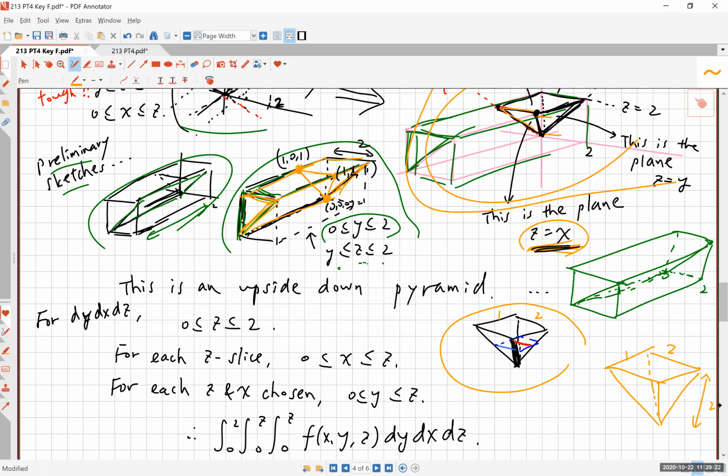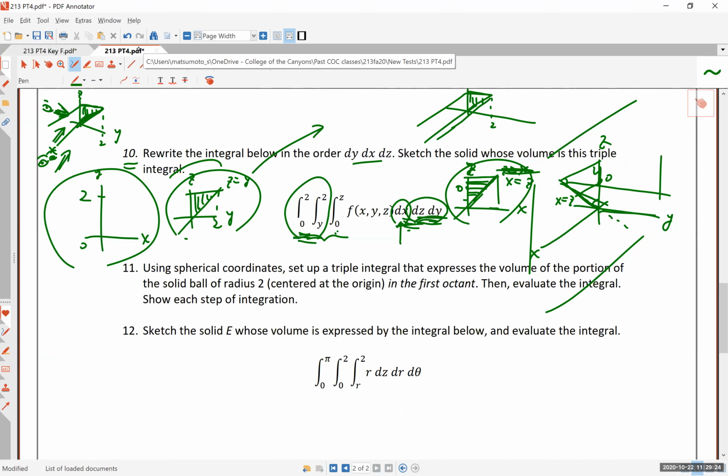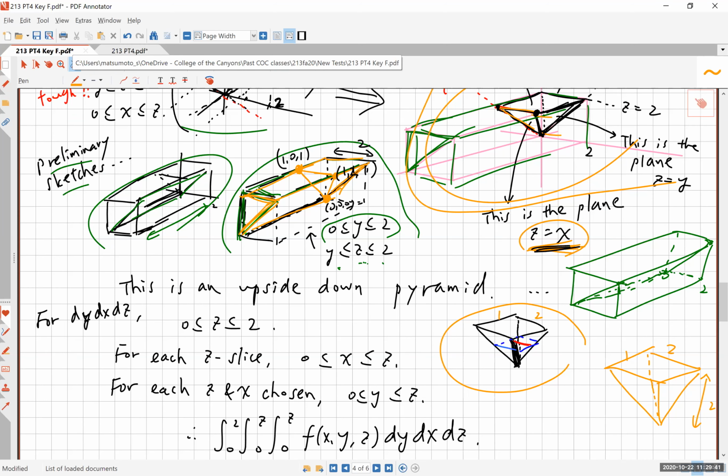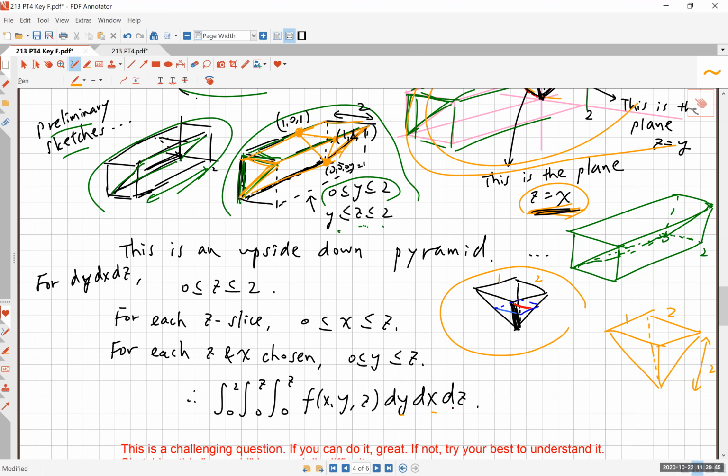So now, that's not the answer, right? Because the question actually asks you to do something more difficult. Sketch the solid. I did that. Oh, is that all I have to do? Rewrite the integral below in the order of dy, dx, dz. So then I get to do that. All right, dy, dx, dz. How would you rewrite this in the order dy, dx, dz?